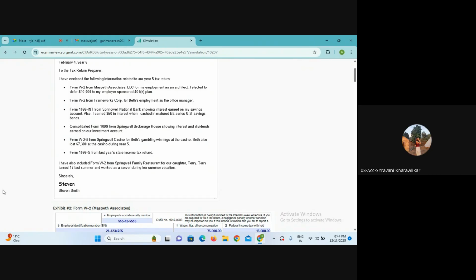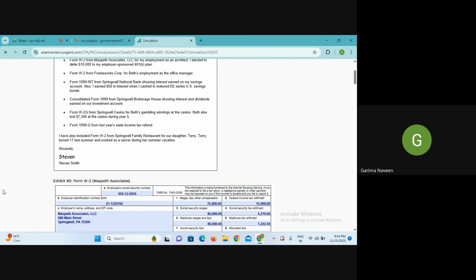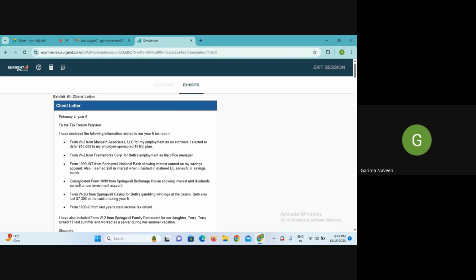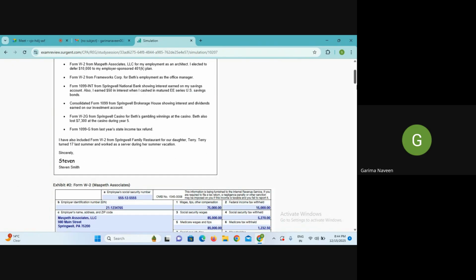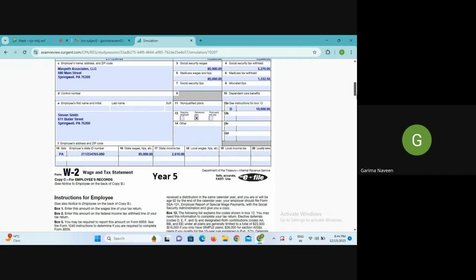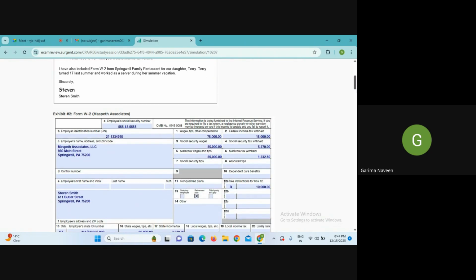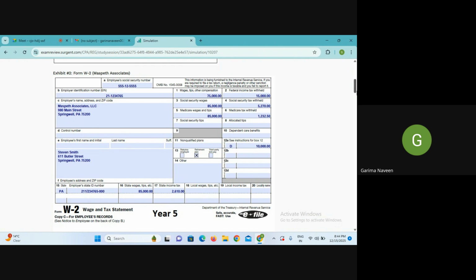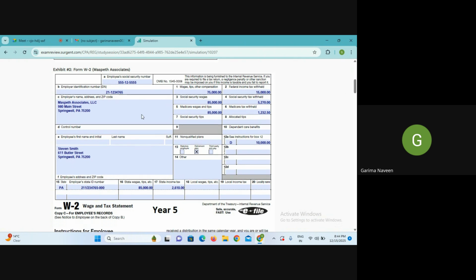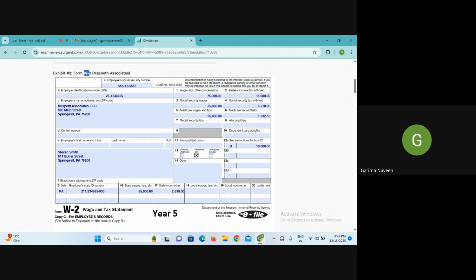But ma'am, how do we have to answer this? You have to read these exhibits and find out the required question answers. First of all, they are asking you to report W2 wages and salaries. W2 means whatever income they are getting as salary from their employer, so it is reported on Form W2.